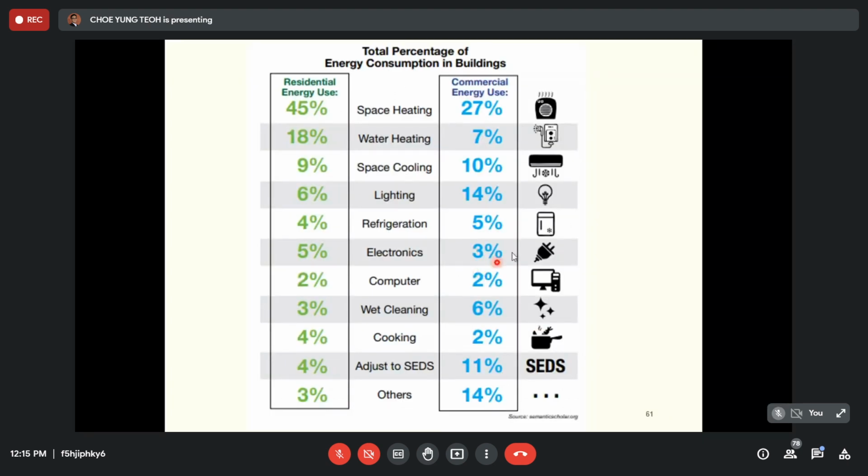Buildings account for 40% of energy consumption. This is not Malaysia, this is general. You can see that space heating is 45% in the residential sector, because in general, in European countries, which have four seasons, they normally use a lot of space heating. In Malaysia, we use space cooling. So if we can save on this, then definitely we can save more than 50% of the energy usage. Heating and cooling use a lot of energy. Then the rest: lighting 6%, refrigeration 4%, electronics, your handphone and television, 5%, computers, wet cleaning, cooking. All use less, so try to reduce this.